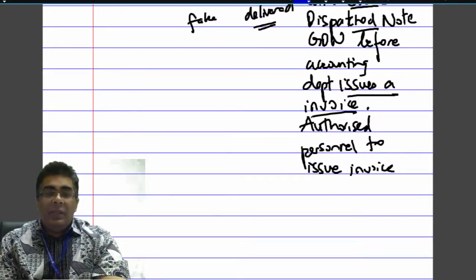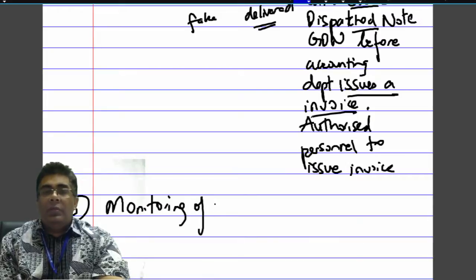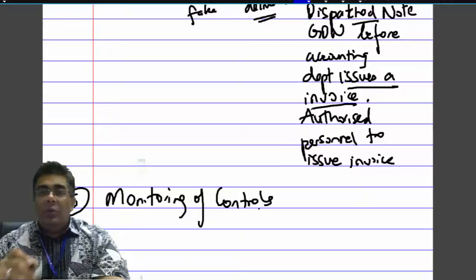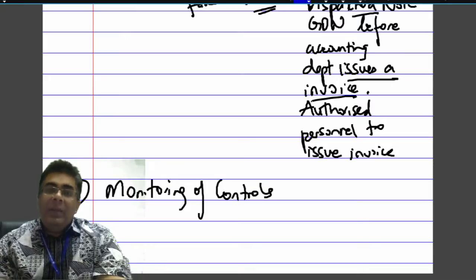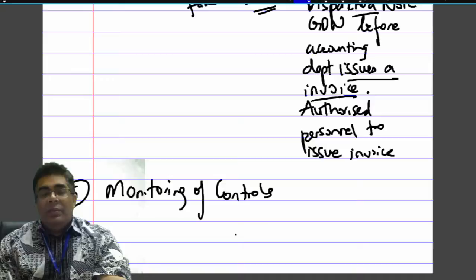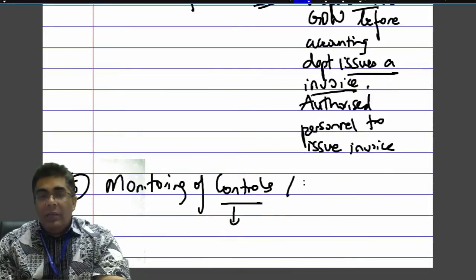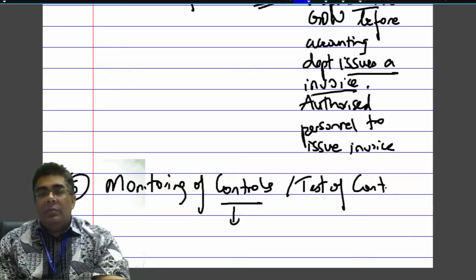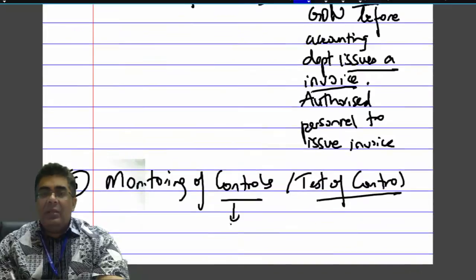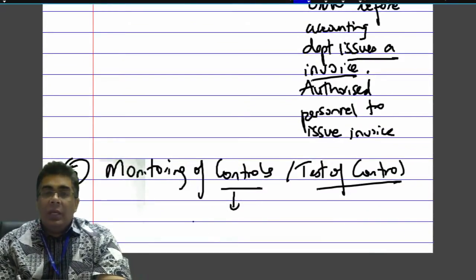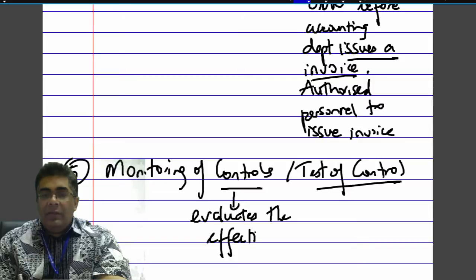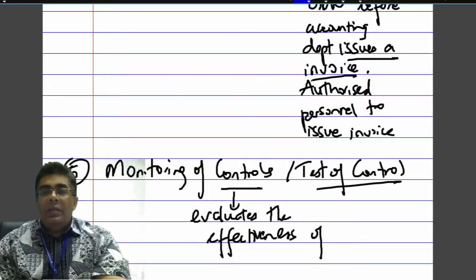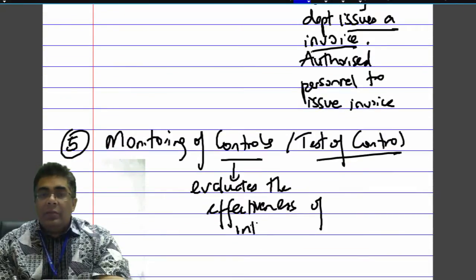Now, the last part of the internal control is monitoring of controls. How do you monitor that these controls are actually being implemented? That's number one. Number two, are they effective? So monitoring of controls, or another word for this, is your test of control, which we have discussed in the previous session. So what does the monitoring of control or test of control do? It evaluates the effectiveness of the internal controls.